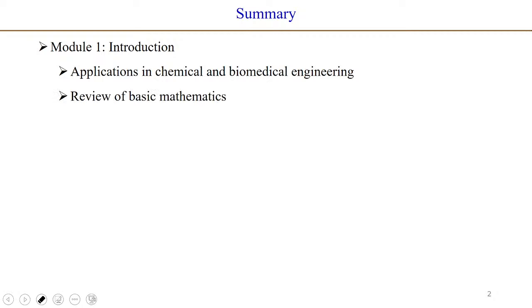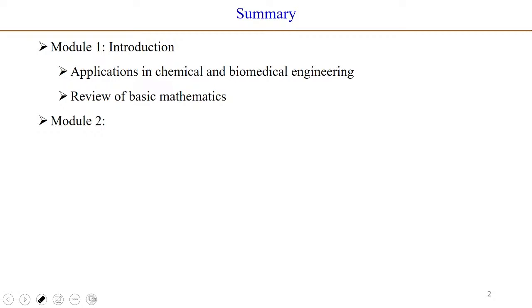Then we talked about some introductory concepts in week 2. We also did some review of basic mathematics, especially the vector algebra and the differentiation of vectors, tensors, etc., so that when we are solving the problems, we are well aware of the vector operations.